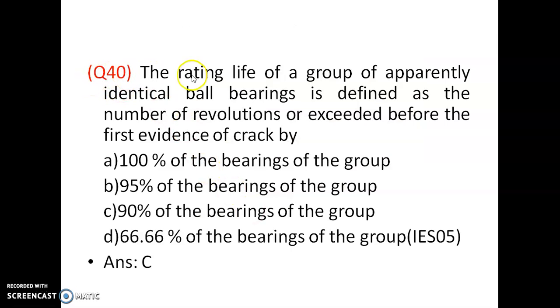The rating life of a group of apparently identical bearings is defined as the number of revolutions exceeded before the first evidence of crack by 90% of the bearings of the group. Option C is correct. So before the first evidence of crack occurs, 90% of the bearings of the group will have survived.